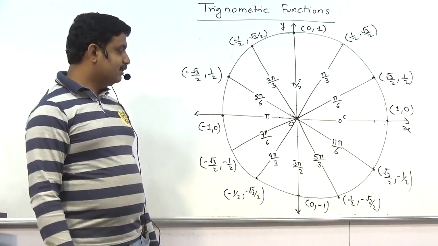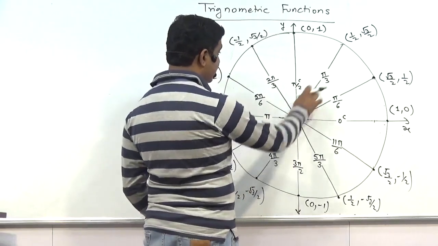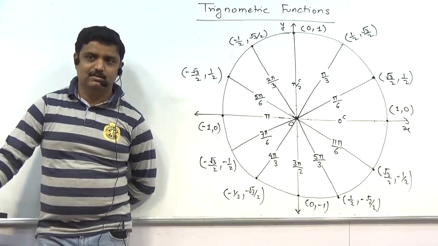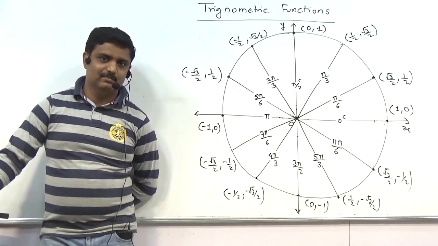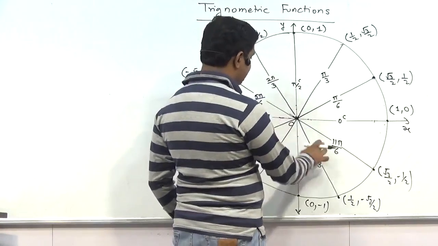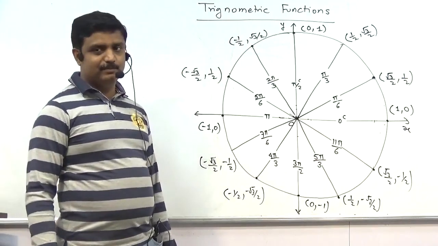Also observe in which angles straight lines are formed. What is the difference between pi by 3 and 4 pi by 3? Pi. Correct? Pi radian. So a straight line gets formed. 5 pi by 6 and 11 pi by 6, this is a straight line. What is the difference? 6 pi by 6 means pi.